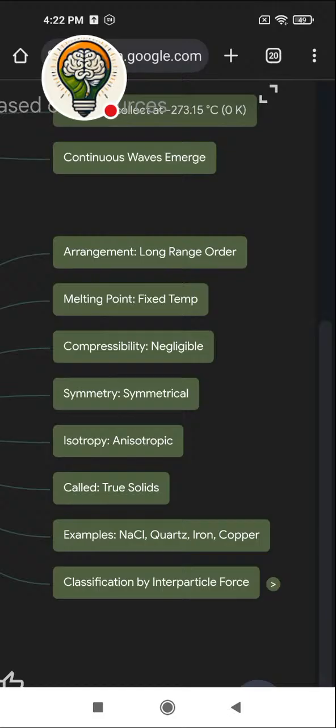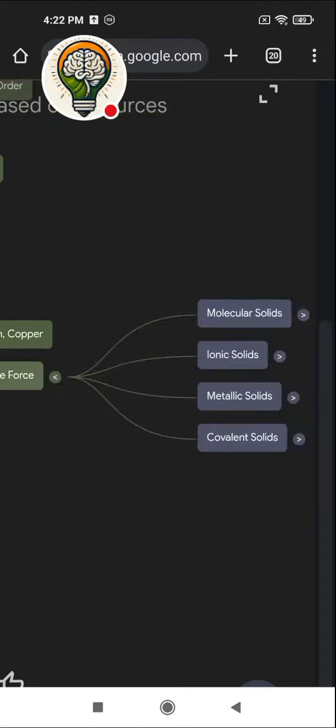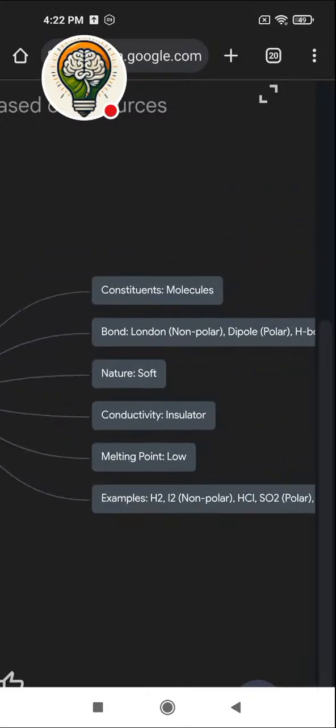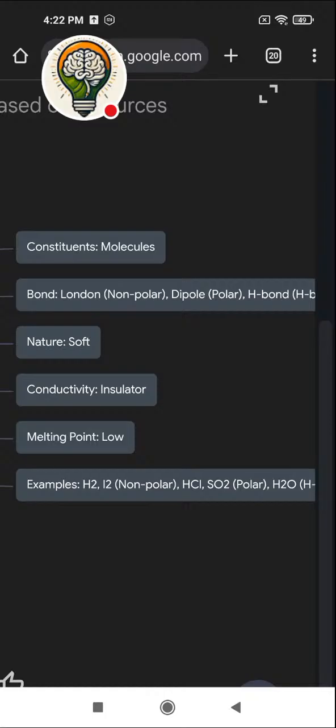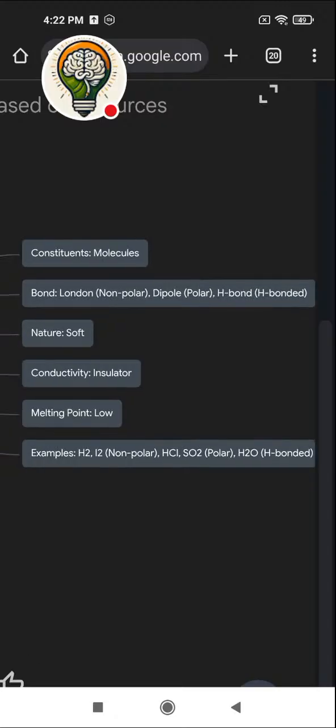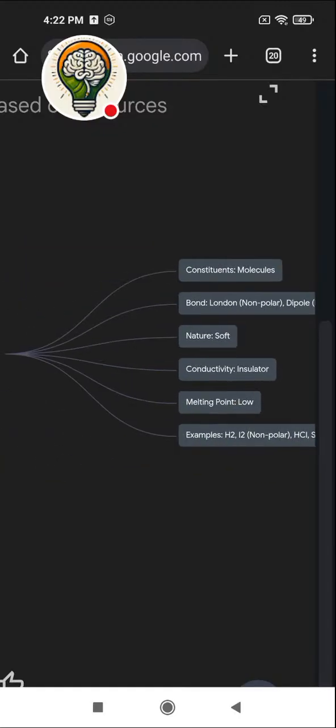Classification by interparticle force: molecular solid, ionic solid, metallic solid, and covalent solid. Molecular solids: constituents are molecules, bonds are London, dipole, polar, and H bond, nature soft, conductivity insulator, melting point low. H2 and I2 are non-polar, SCl and SO2 polar, and H2O H bonded.